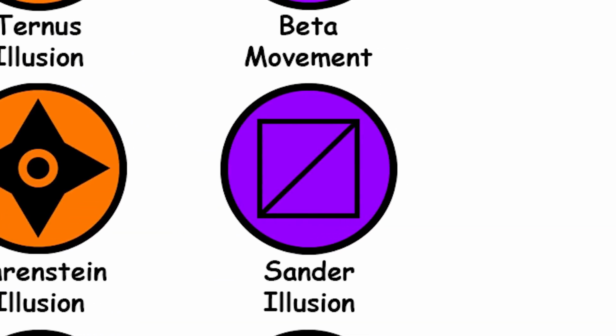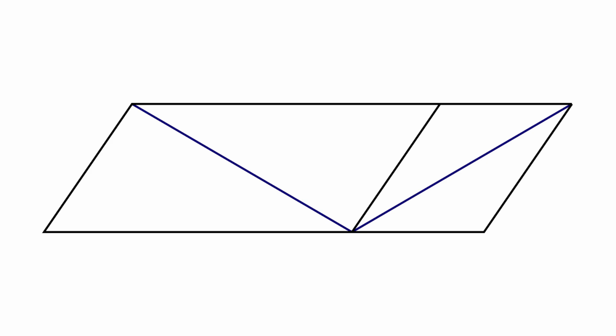Sander illusion. The diagonal line in the left parallelogram seems longer than the one in the smaller right parallelogram, but they are the same length. This might happen because the diagonal lines around the blue ones give an illusion of depth, which creates an illusion in the length of the blue lines.